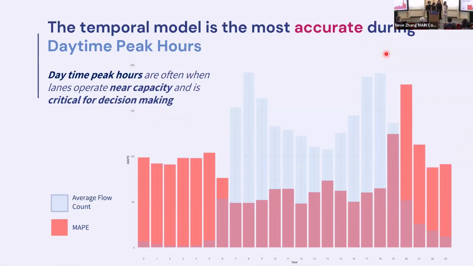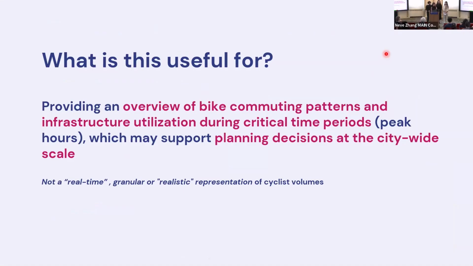The blue bars show average flow count throughout the day, while the red bars represent the mean absolute percentage error. Notice how the error rates decrease substantially during precisely the hours when cycling volumes are the highest. This is particularly valuable because daytime peak hours are when bike lanes operate near capacity, and when planning decisions have the greatest impact on cyclist safety and efficiency.